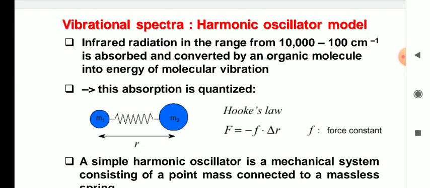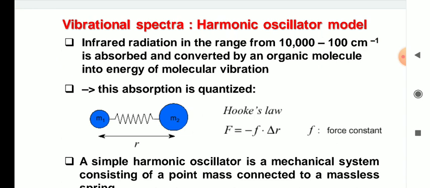The infrared radiation in the range of 10,000 to 100 centimeter raised to minus 1 is absorbed and converted by an organic molecule into energy of a molecular vibration. And this absorption energy is quantized. Hence, it has definite energy levels.